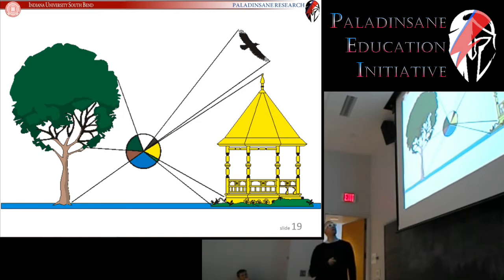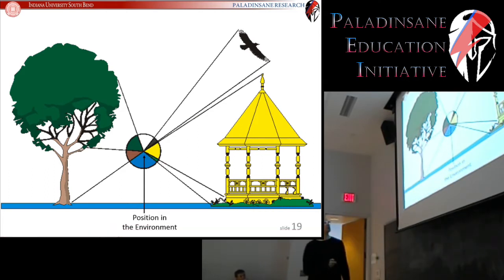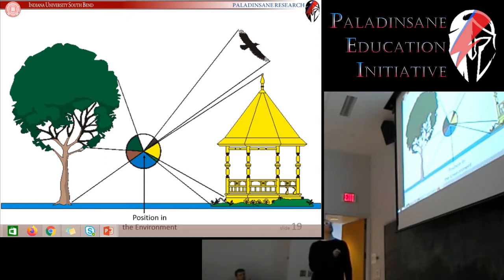So here we have an example of an ambient optic array. That is a position in the environment, that point right there. And this array here, this circle, is being structured by the environment around it.